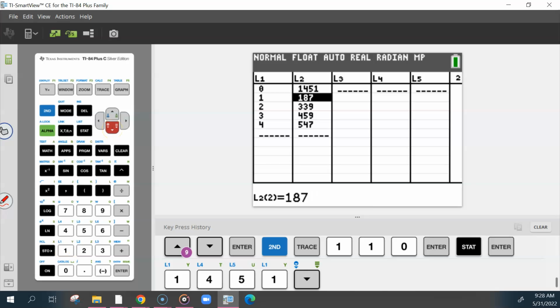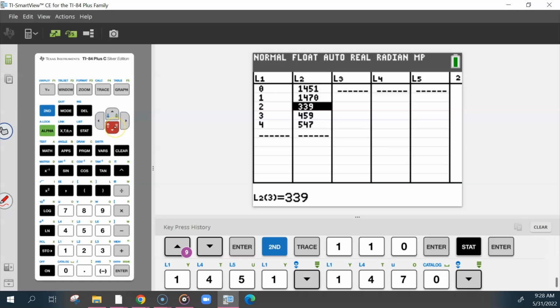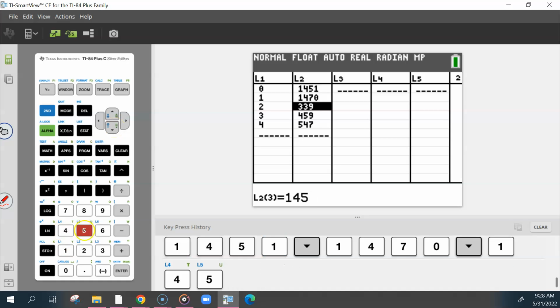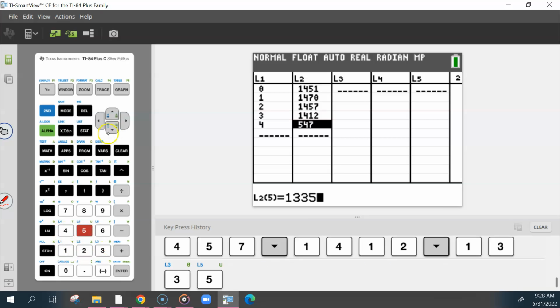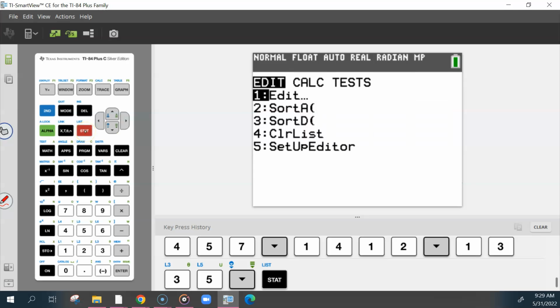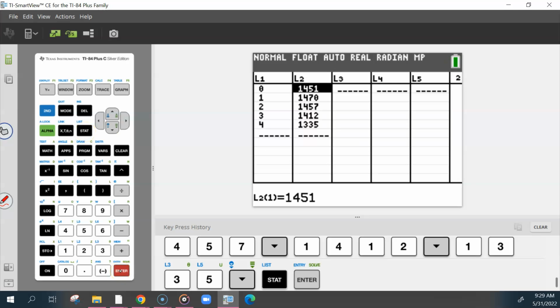Wait, how do I clear it? Go up all the way. And hit clear and not delete. Go to the stats or on edit. Wait, I think I pressed the wrong thing. Okay, wait, it's not letting me clear it. We're gonna go to the stat.